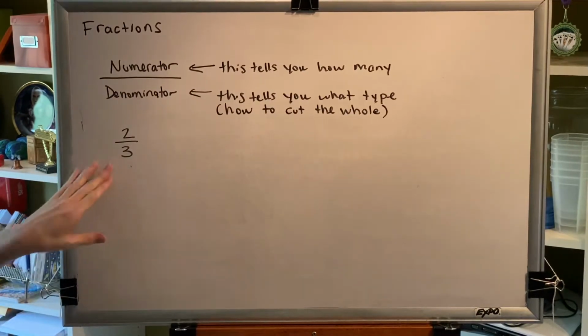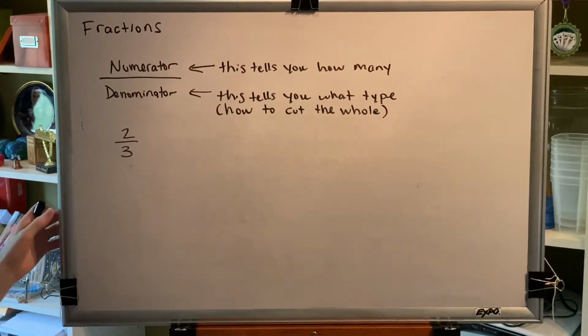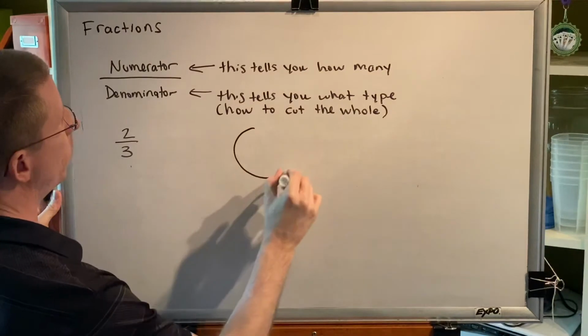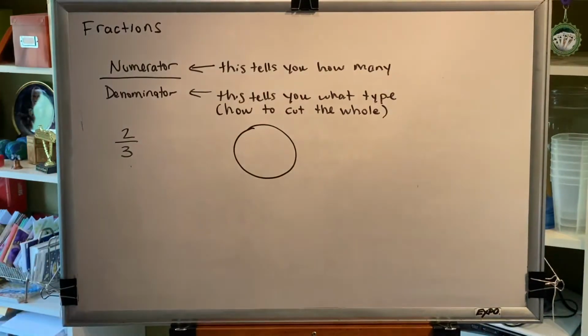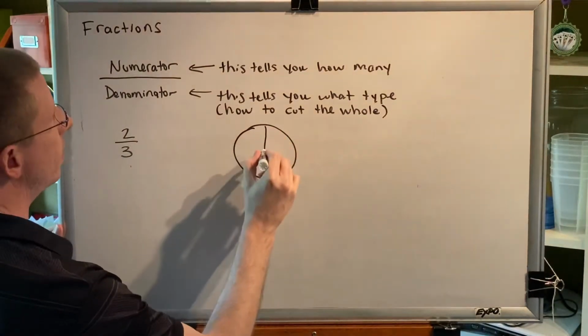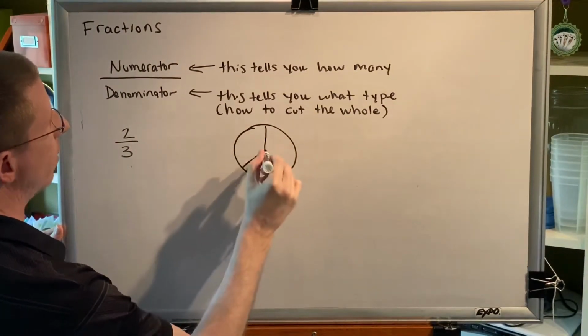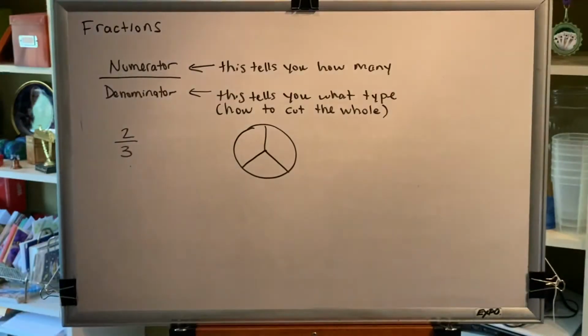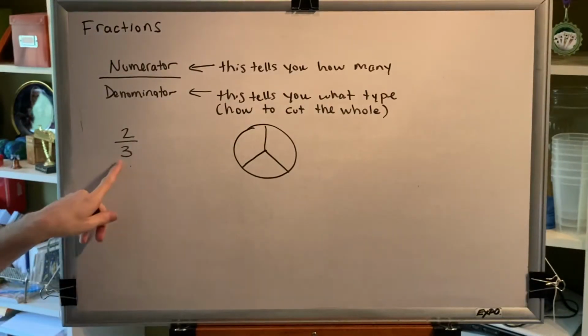So let's imagine we had the fraction 2/3. What does that mean? Well, that means that we start with a whole, and let's start with pizza, because pizza is something that everybody can relate to. And the denominator is 3. That means we're going to cut this pizza into 3 slices of the same size. And this tells me the type of piece that I have. And the numerator tells me how many pieces that I have.